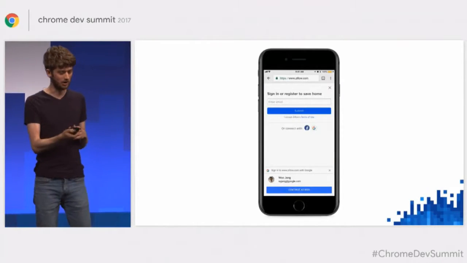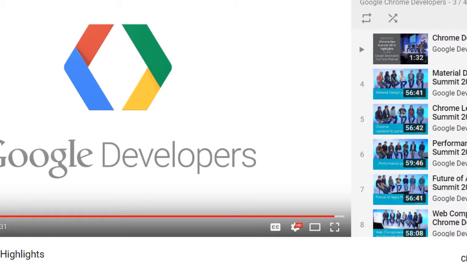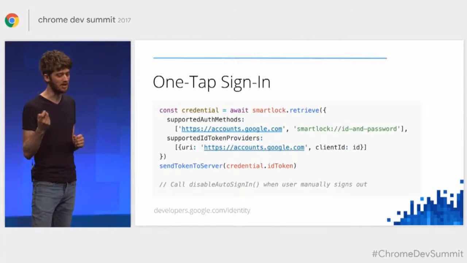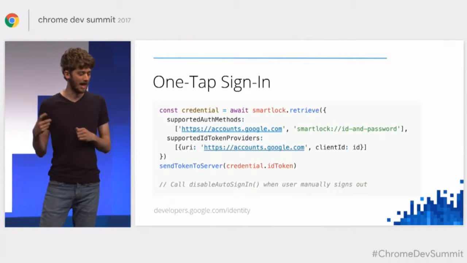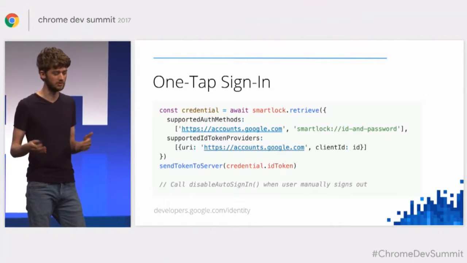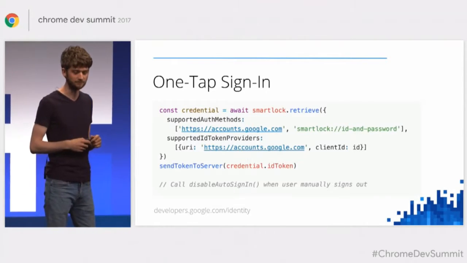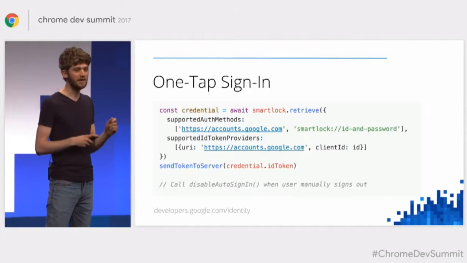But when I'm on the login screen, I'm shown this dialog at the bottom. I can tap a single button, and now I'm signed back in with my existing account. This is really easy to use. You just call await smartlock.retrieve, and you pass in what supported authentication methods you have, and it just returns a credential for the user when the user taps the button, which you can then send up to the server to start the session.